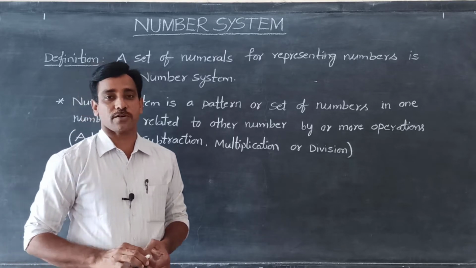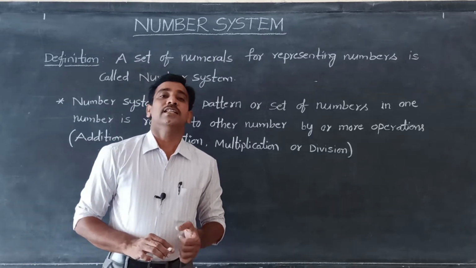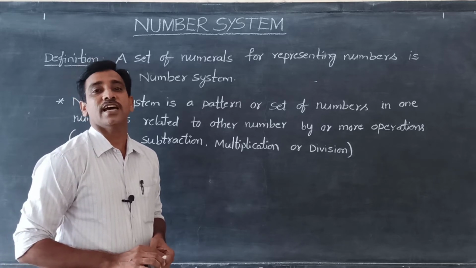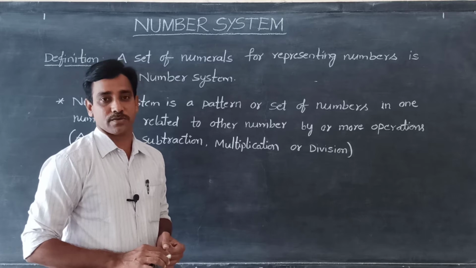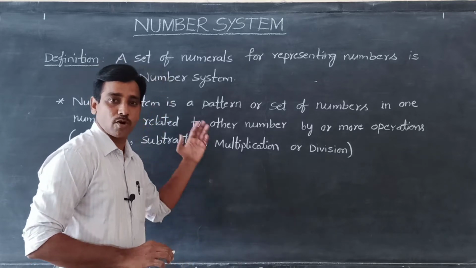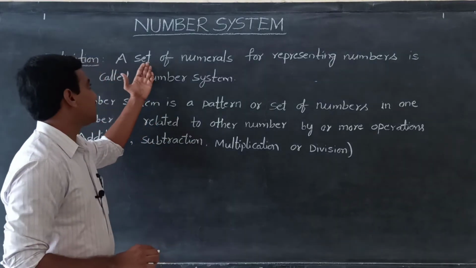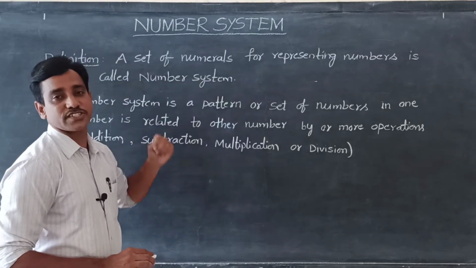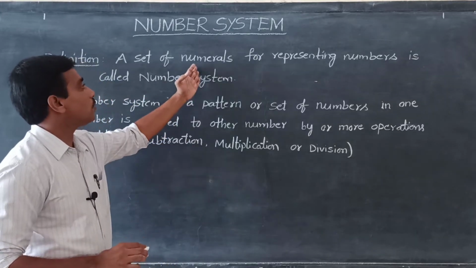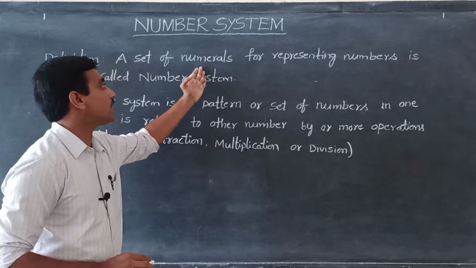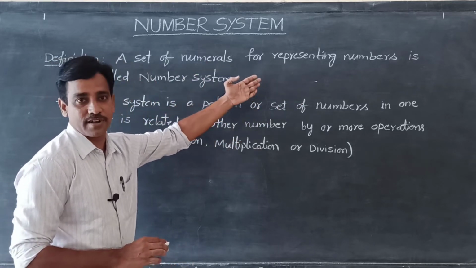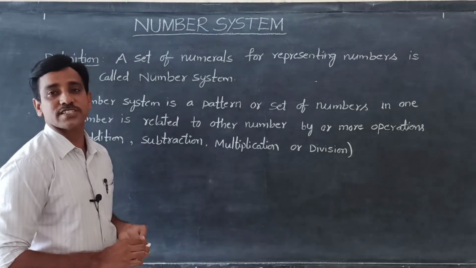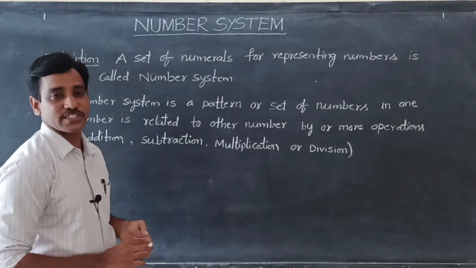Then what is number system? A set of numerals representing numbers is called a number system. Already I wrote the definition on the board. Look at here. Already we told numeral is the symbol of numbers, right? So from that we write here, numerals for representing numbers is called number system.